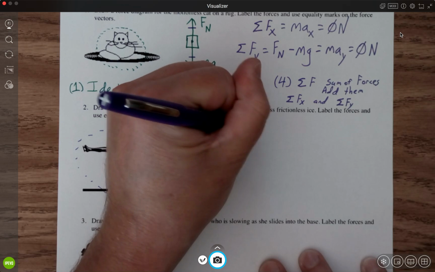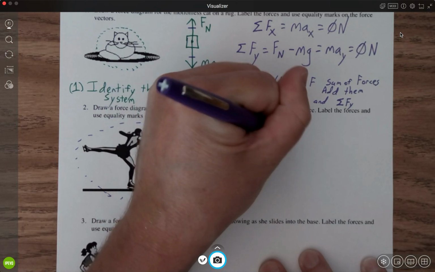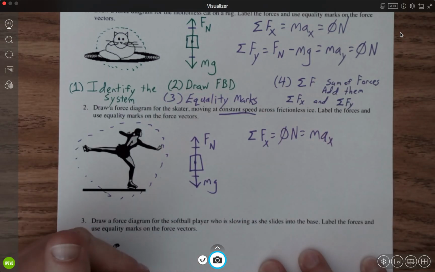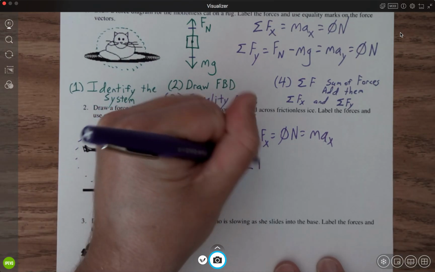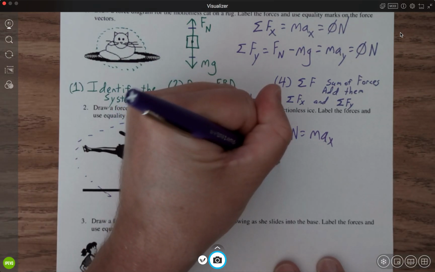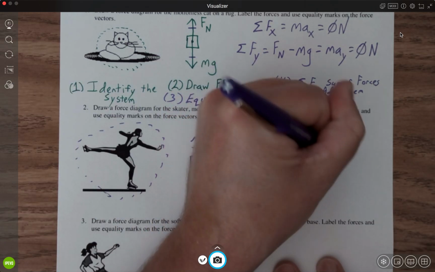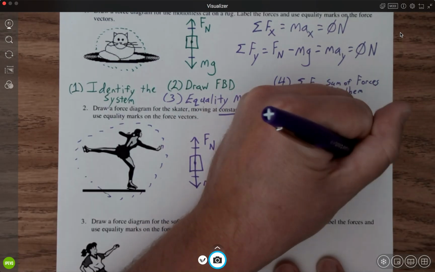So we can get the sum of the forces in the x direction. There's nothing there. So we set that equal to ma in the x. No forces going left and right. Get the sum of the forces in the y direction. Normal force up minus this mg down. And this equals ma in the y. And that equals 0 newtons as well.